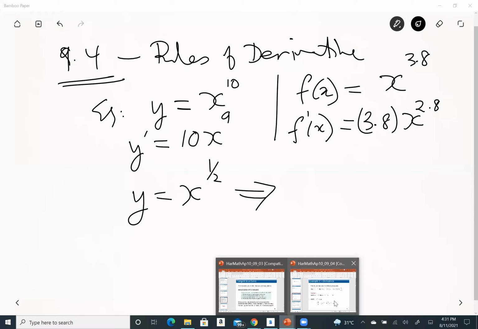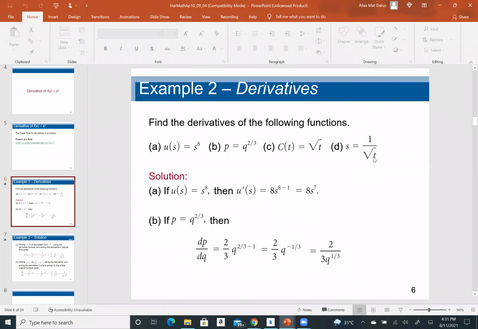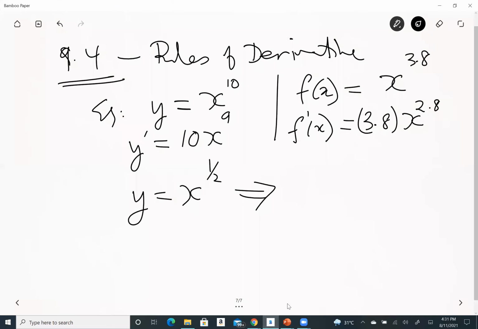The other example is 1 over square root of t. Here, x equal to 1 over square root of t. So how do you do that? You have to bring that up. I get y equal to 1 over t to the power of half. So you can bring that up, that will be equal to t to the power of negative half. Because here you have only 1, right? Let's say you have 4. Then of course now you have 4. And then you do the derivative.